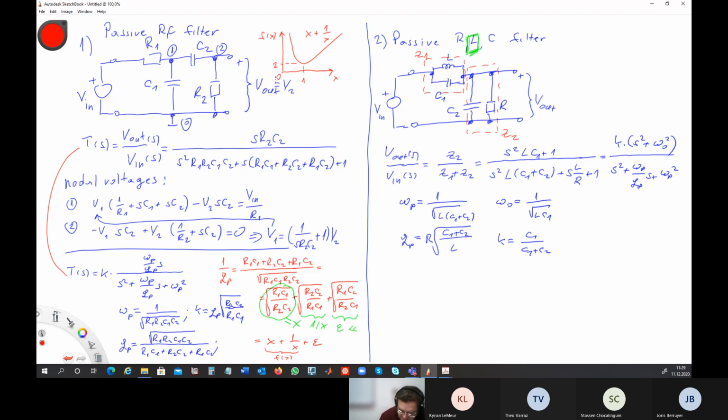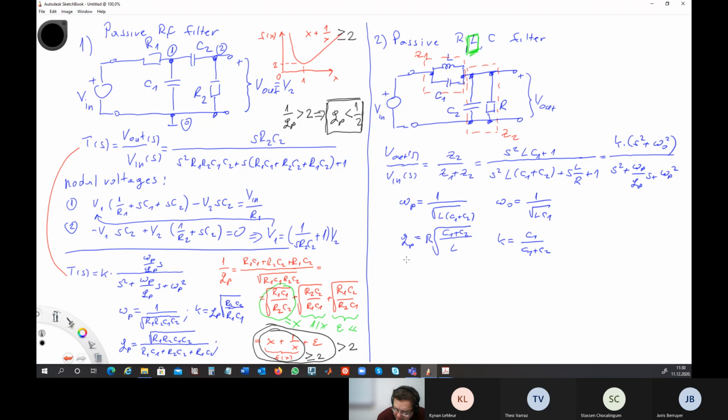That means this function is always greater than or equal to 2. So this part here is greater than or equal to 2. And if we add epsilon, then we have something which is greater than 2. So if 1 over QP is greater than 2, then QP is smaller than 1/2. And this is a very important limitation in this first example.